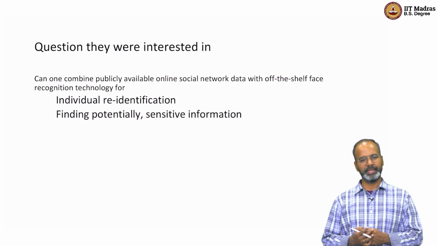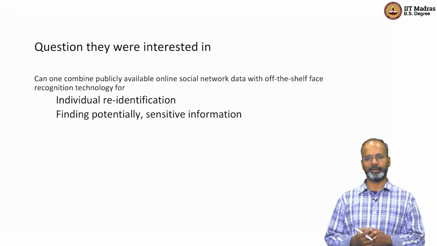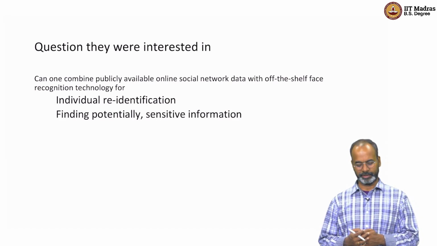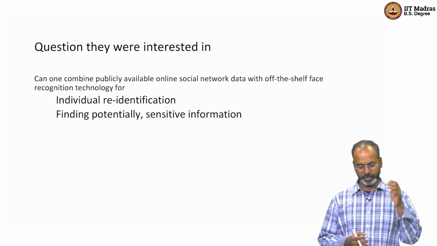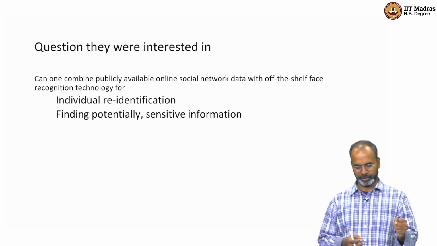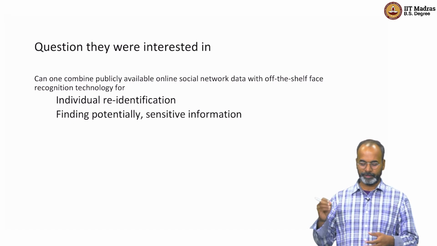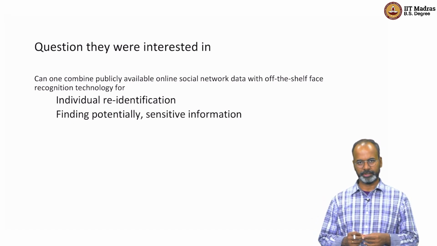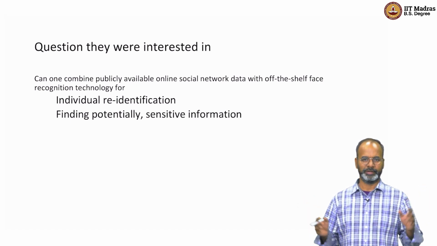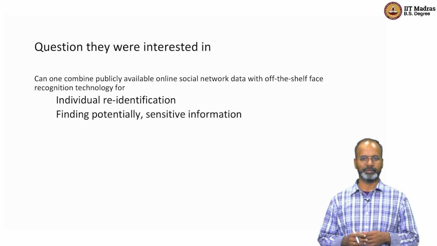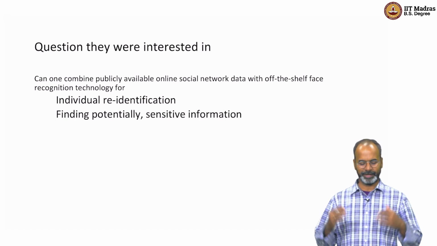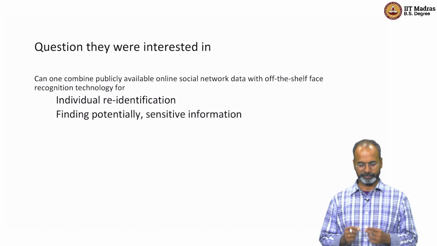The question that Ralph and Alessandro were interested in was: can one combine publicly available information, particularly online, with off-the-shelf face recognition technology? Just take some open source tool and run the face recognition algorithm on top of the pictures that you collect from Facebook. Can you re-identify the people in the pictures? Can you find potentially sensitive information about these users?